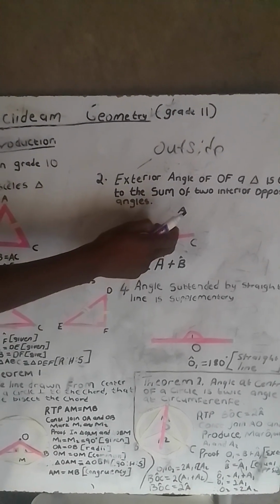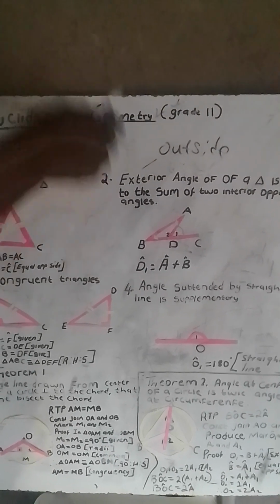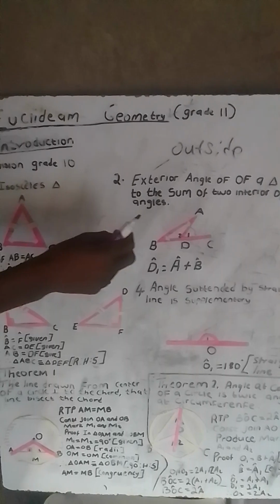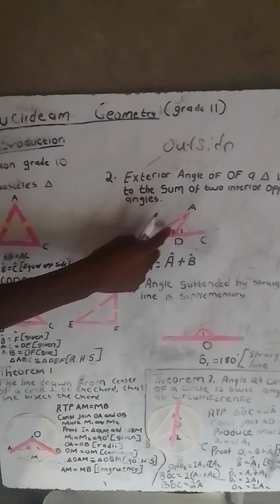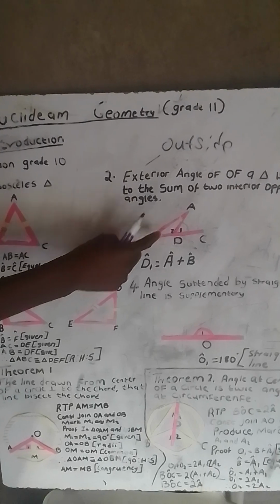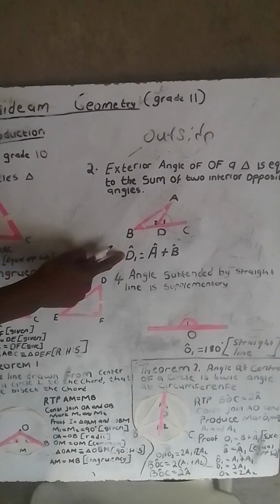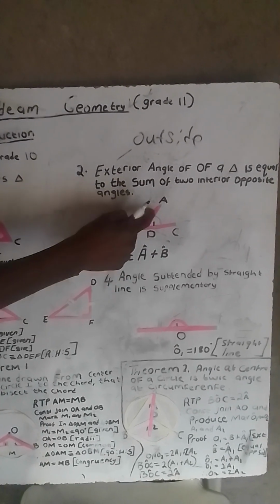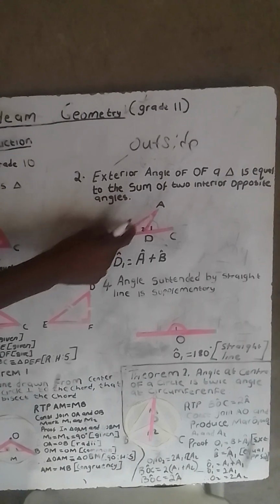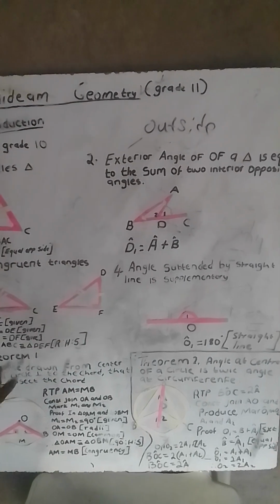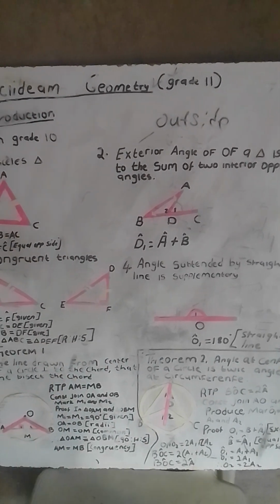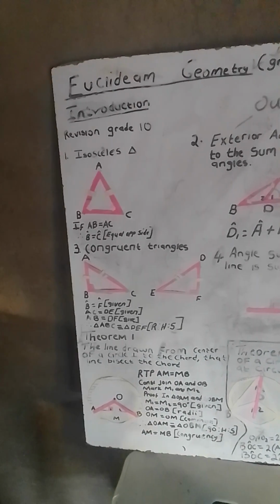This angle is equal to the sum of two interior opposite angles. The interior opposite angles are A and B. So, in conclusion, we can say D1, which is the exterior angle, is equal to the sum of the two interior, the inside opposite angles. So, D1 is equal to A plus B. Okay, that's it.